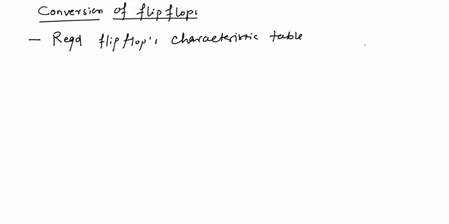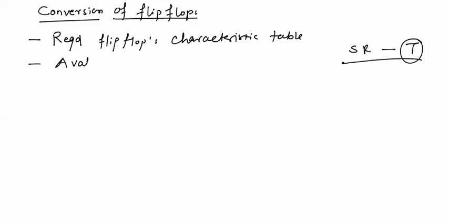Suppose we want to convert SR flip-flop into T flip-flop, then we should know the characteristics table for T flip-flop. If we know the characteristics table for T flip-flop, then we can proceed further.